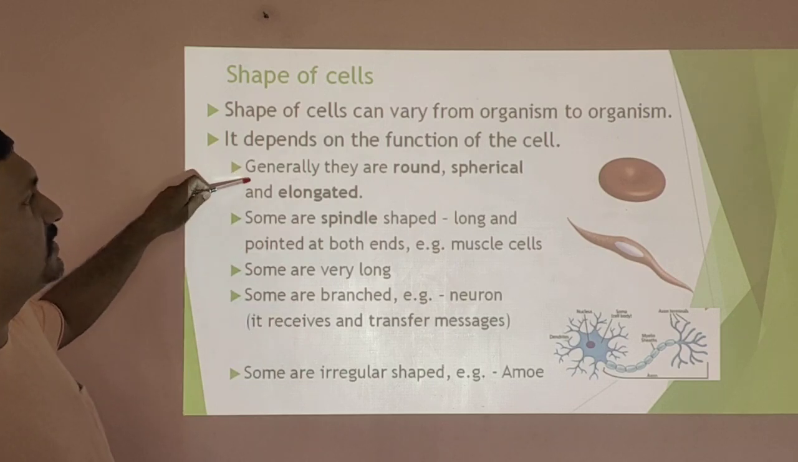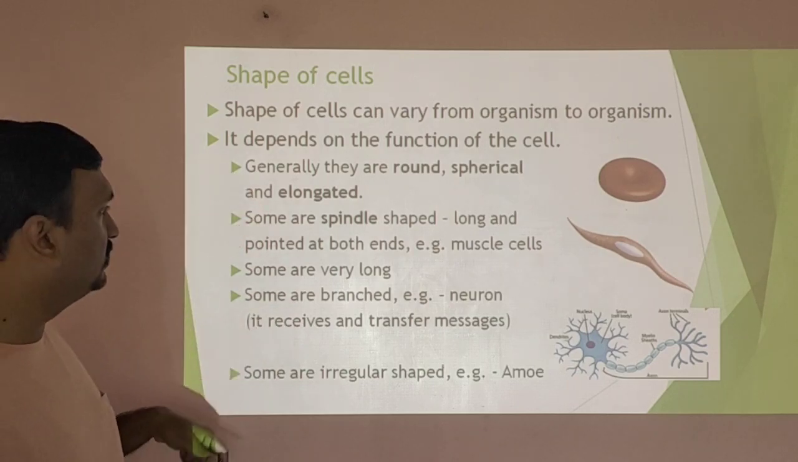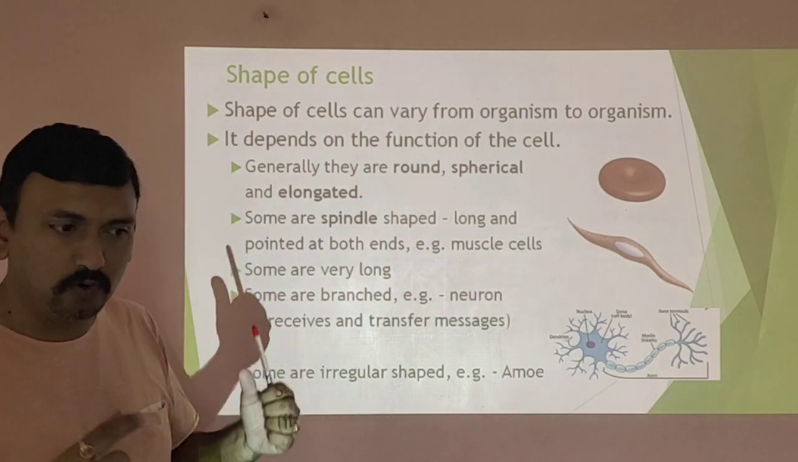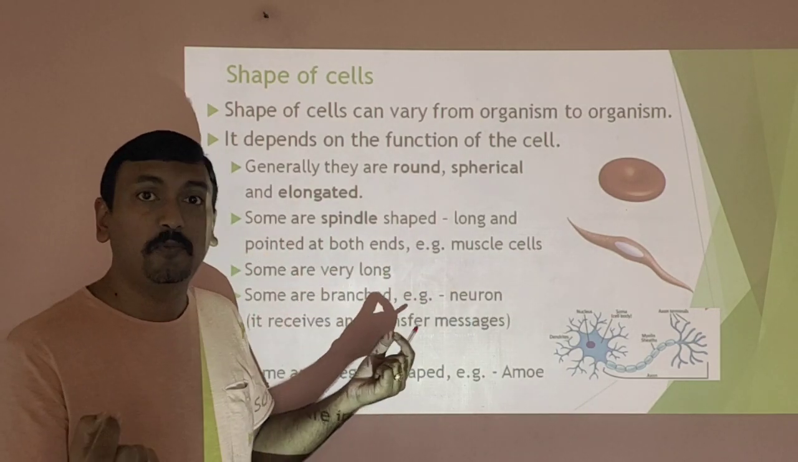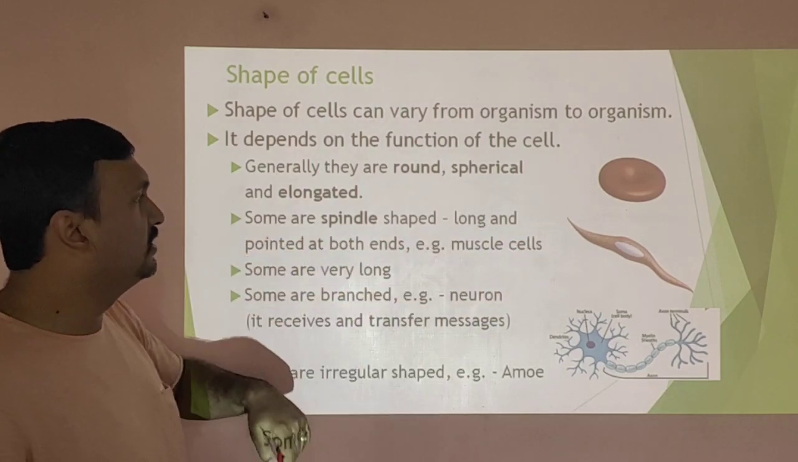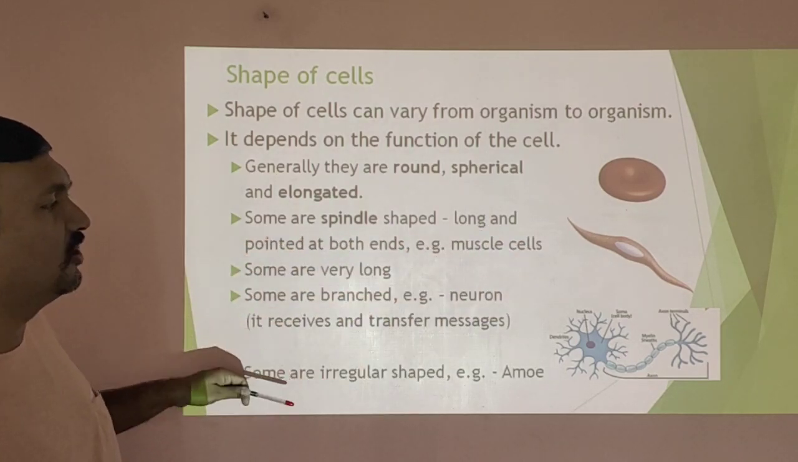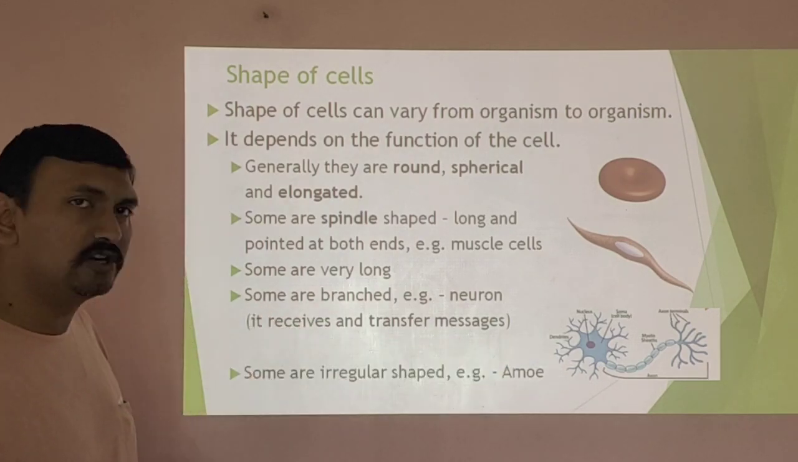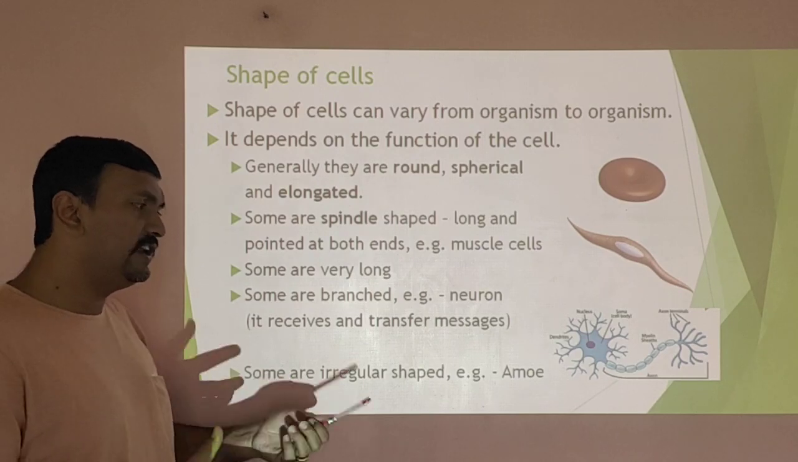So, cells can be round, spherical or elongated. There are some spindle shaped cells, which means both the ends are tapering, that is, pointed. Cells like muscle cells are spindle shaped. Some are very long and can be branched at times, that is, neurons or nerve cells. And some are irregular shaped.